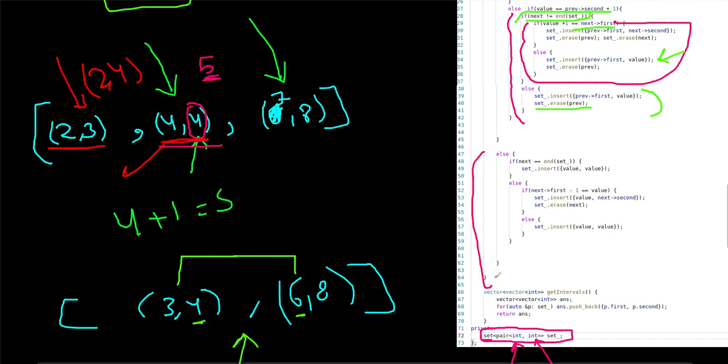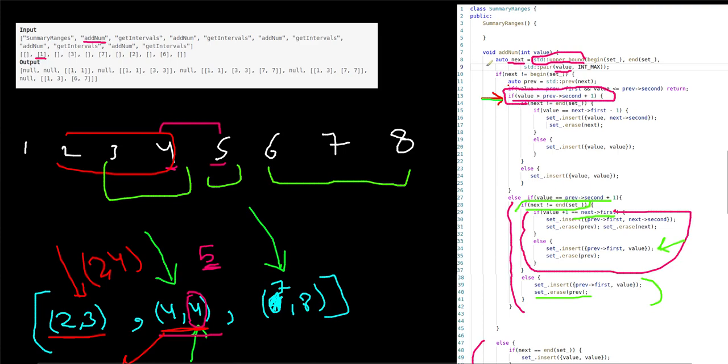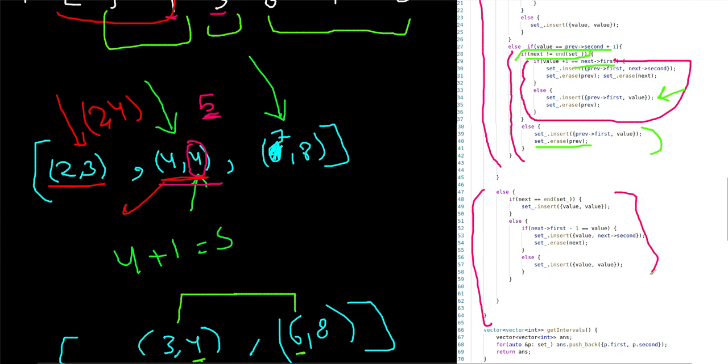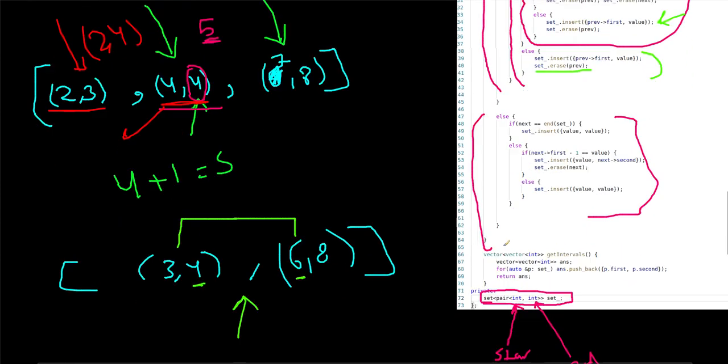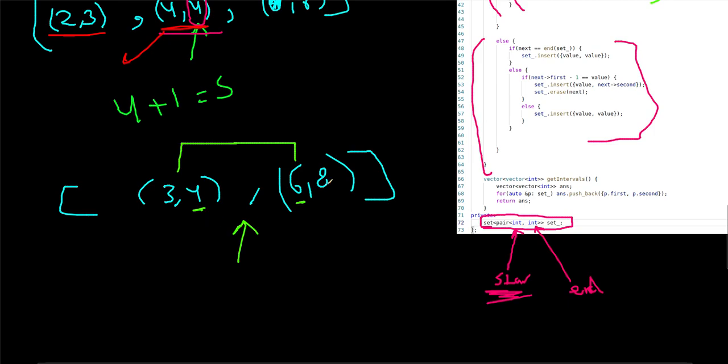Else, we said this else statement at the beginning, we said we need to check if next equal to the begin or not. If it's not in the begin, we do it here. If it's in the begin, we do it here. For example, if we are adding the value 2, the next will point to the begin of the set. So we need to handle every condition.